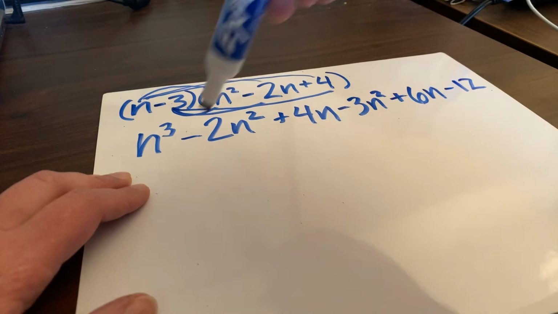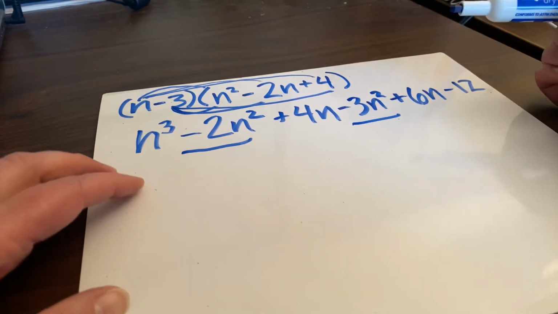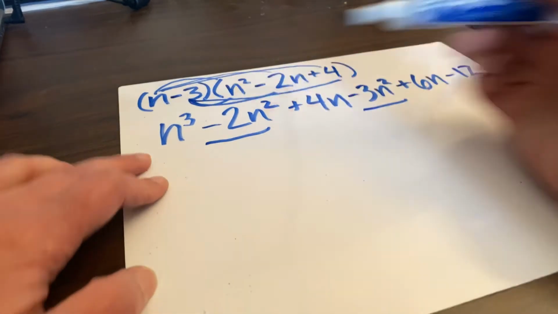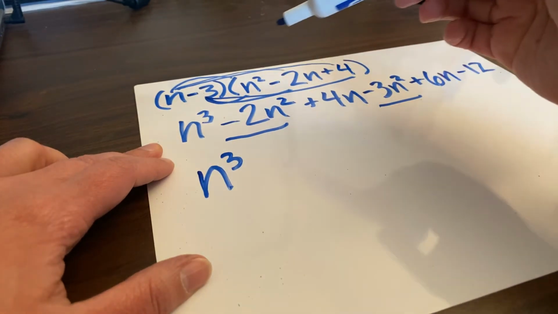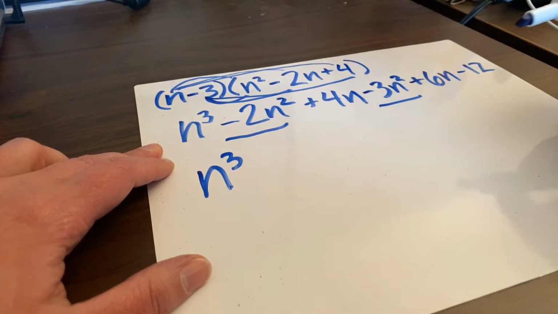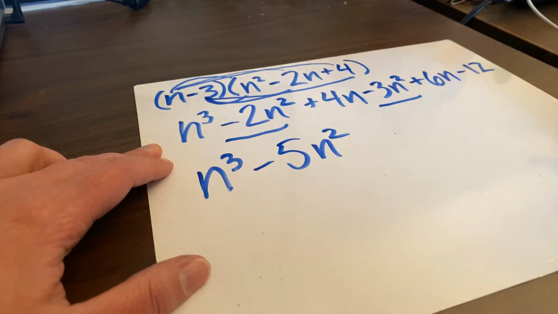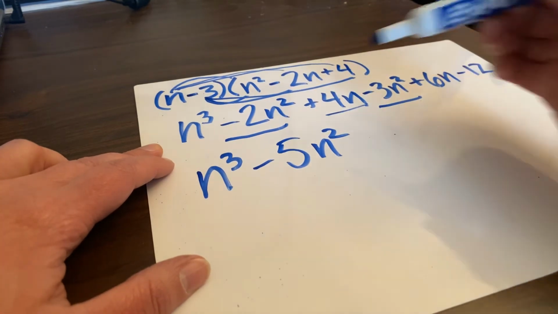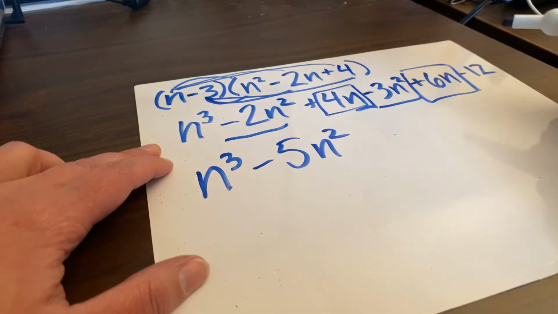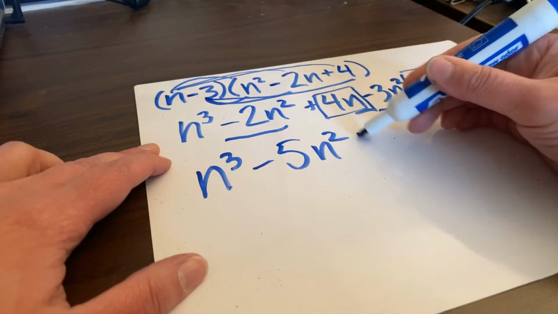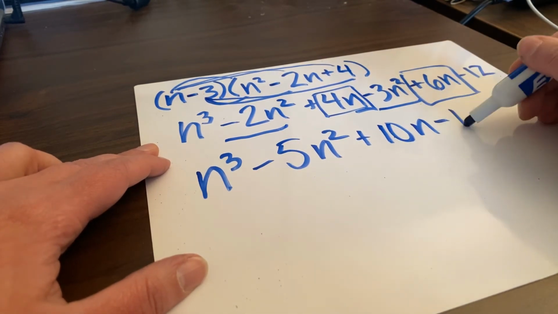I'm looking at this and I see the negative 2n squared and the negative 3n squared. So we'll combine those. There's nothing that can be combined with this n cubed, so we'll bring that down. N cubed. And then the negative 2n squared minus 3n squared, when we combine those, that's minus 5n squared, right? Then we have a plus 4n, I'll box that. And a plus 6n, I'll box that one because they are like terms, we can add them up. 4n plus 6n is 10n. And then we have a minus 12.